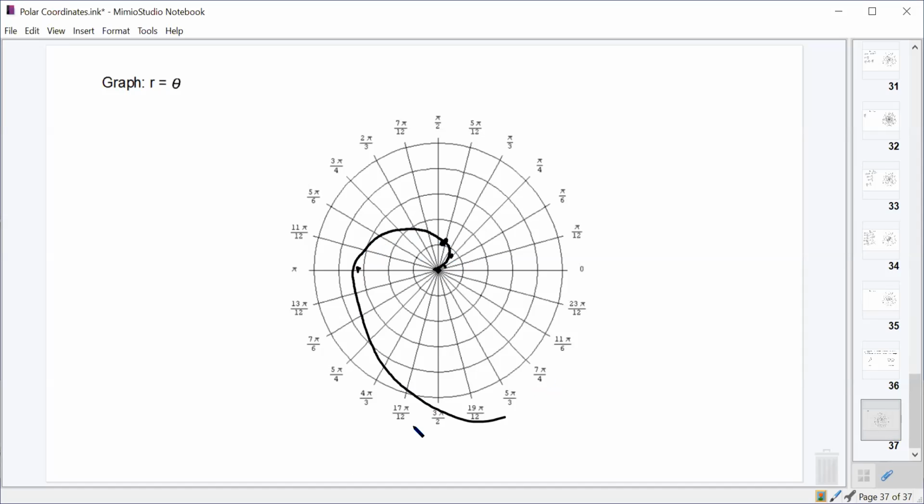If you want to play around with those in Desmos and see what they do, that's fine. But that's about it. That's the basics of polar coordinates. Anybody have any questions on polar coordinate stuff?